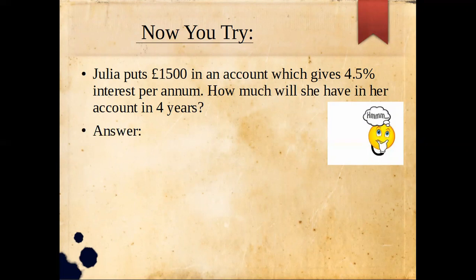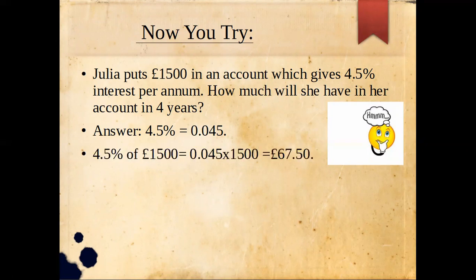Okay, so the answer. 4.5%, we have to write that as a decimal, which equals 0.045. So we need to find out how much interest she gets every year. So 4.5% of £1,500. That's finding x% of y: 0.045 times £1,500, which is equal to £67.50. So that's how much she gets in interest every year.